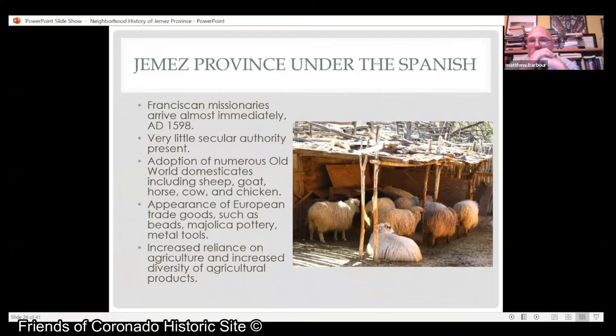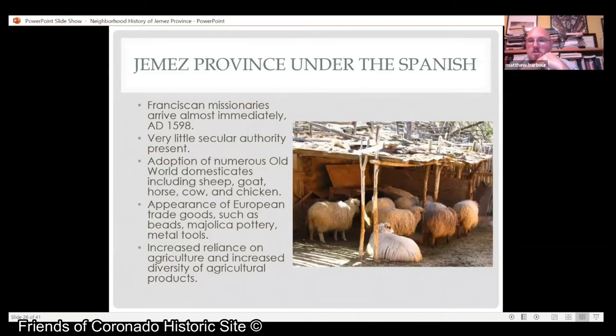Jemez province under the Spanish changes quite dramatically. Literally, Oñate arrives in New Mexico and Franciscans go out to the Jemez Mountains that year, actually. Alonzo Lugo is at Jemez Historic Site, probably. He's in the Jemez Mountains by 1598. So religious figures enter the mountains very quickly. There's very little secular authority present amongst the Spanish in the Jemez Mountains.